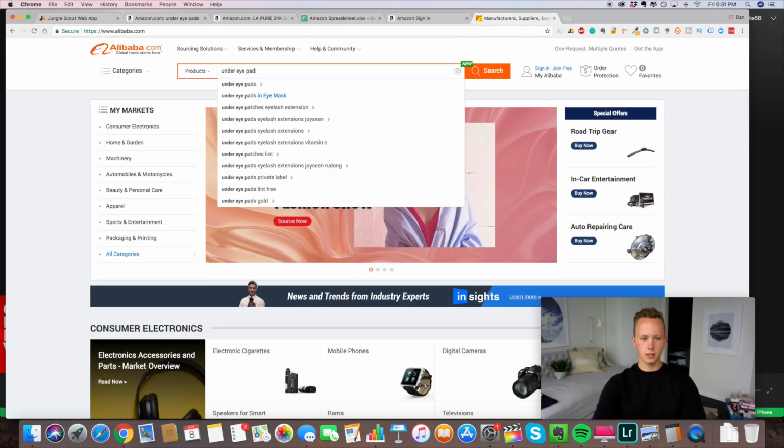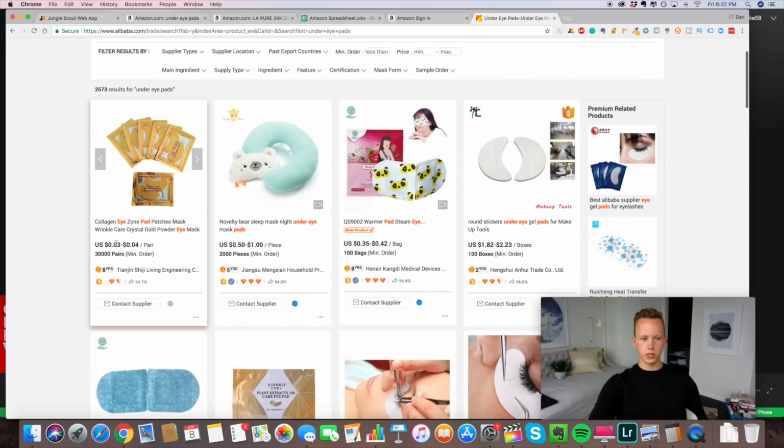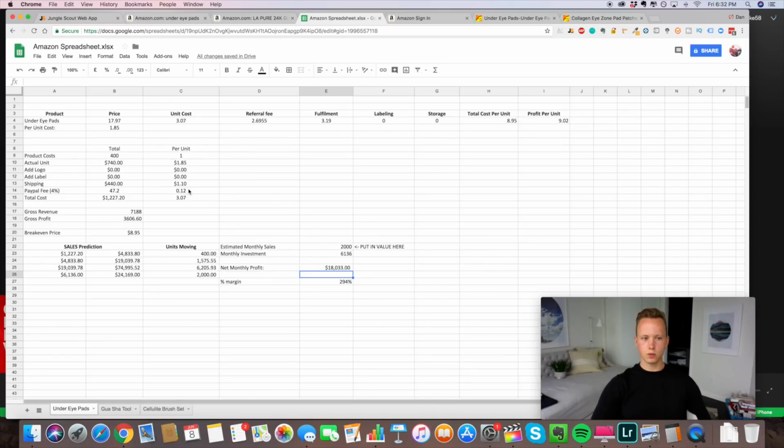So I went on Alibaba and I typed in under iPads. And right here, this is the one that I contacted. 8 years in service, and they're doing it for 3 to 4 cents per pair. I contacted a couple of suppliers, and I got invoices from all of them for each of these products that I'm going to show you guys. You always want to get an invoice from your supplier, because once you have an invoice, you can plug the numbers into something like this, and then you can see your exact profit margin.